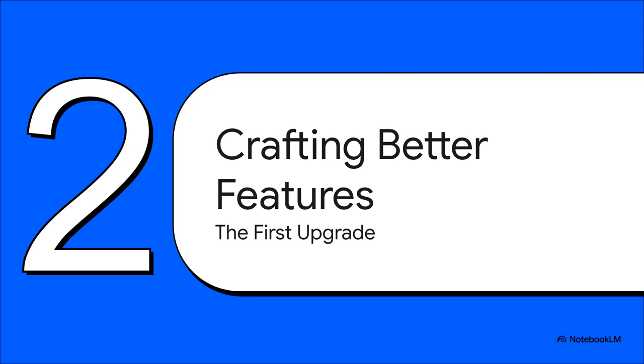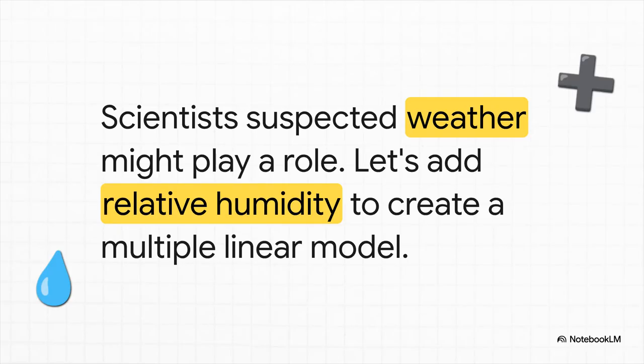We're about to give our model some more intel to work with, and hopefully that'll help it make way smarter predictions. You know, the scientists looking at these sensors had a hunch that maybe other stuff was affecting the readings, like the weather. So, what if we throw another variable into the mix? Let's try adding relative humidity. Just like that, our simple line model evolves into something new, a multiple linear model.